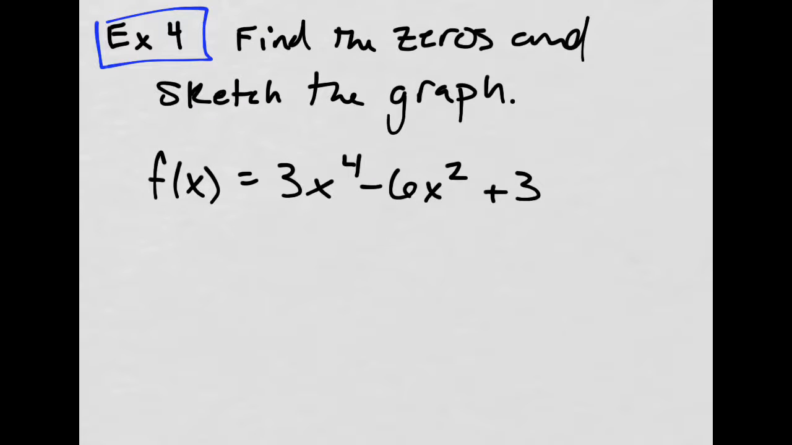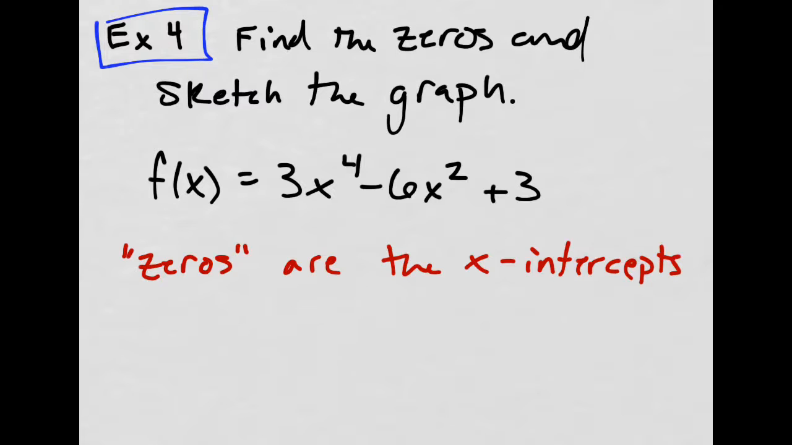So let's take a look at this. Find the zeros and sketch the graph. Well, what does it mean, find the zeros? Actually, finding the zeros is the same thing as finding the x-intercepts.